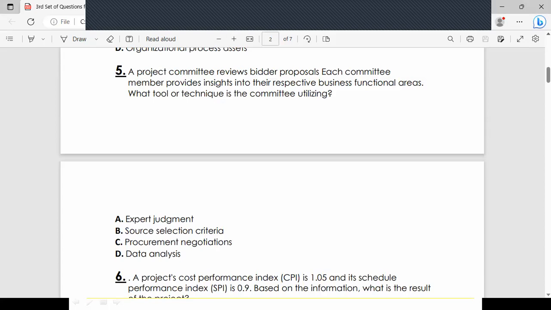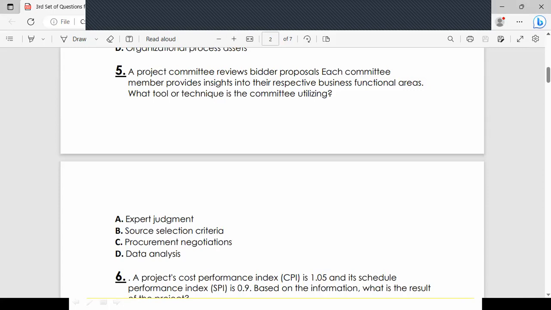Source selection criteria, the other word is evaluation criteria. It's an internal evaluation criteria. So once you receive the proposals from the suppliers, you need to compare the proposals which you collect with the internal criteria. An evaluation criteria in that case is a procurement proposal.